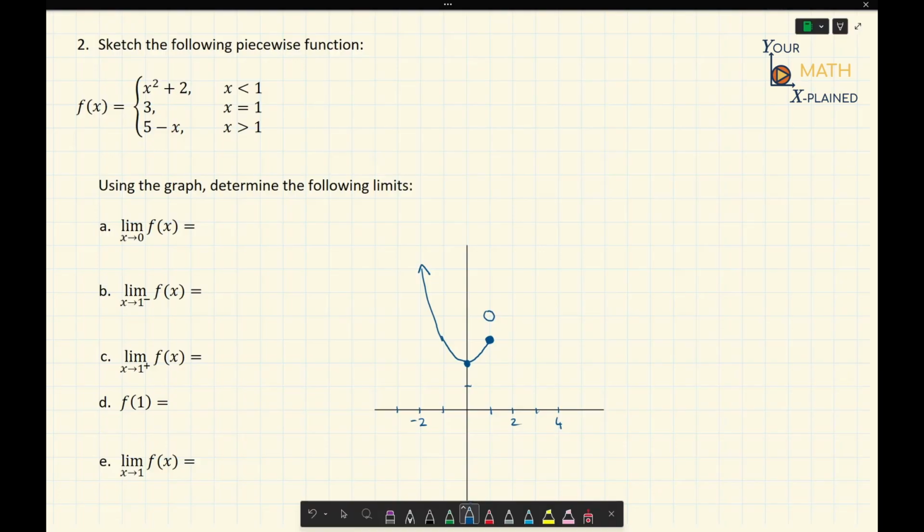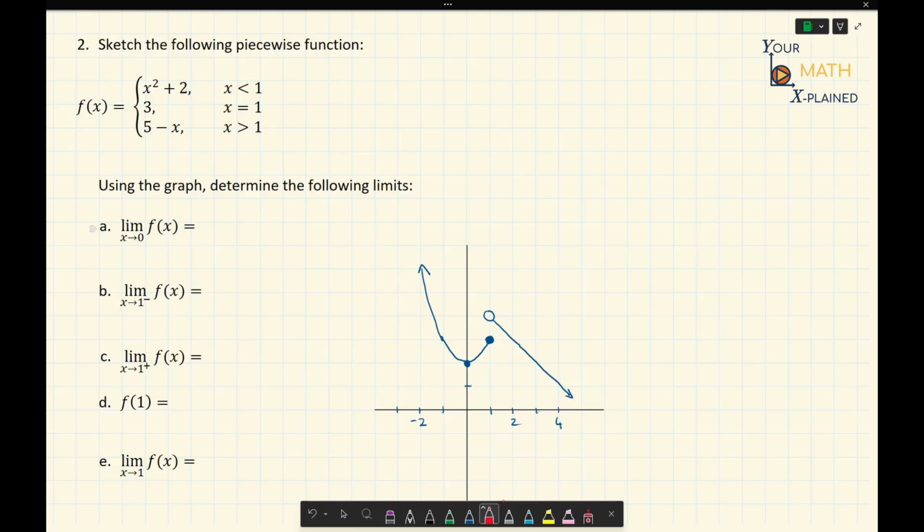And then we're going to have a linear line with a slope of -1. So it'll look something like this. Okay, now let's take a look at what limits we want to look at. So the first one is we want to find the limit of our function f of x as x approaches 0. And notice that this one is an overall limit, so that means we need to take a look from the left-hand side and the right-hand side.